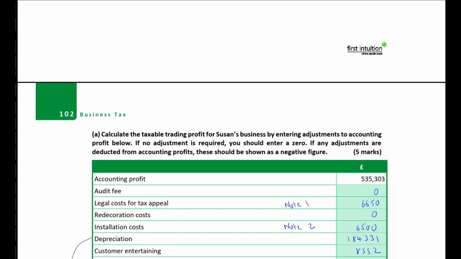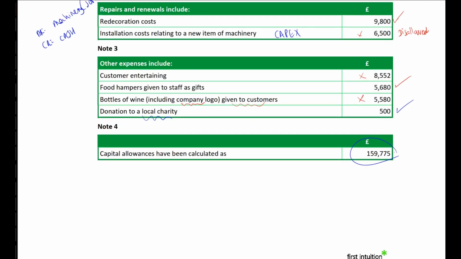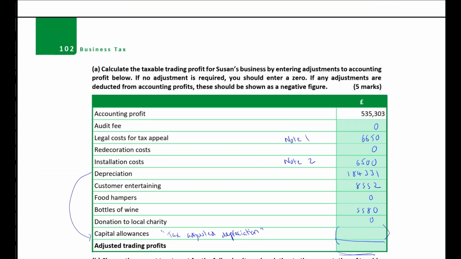And then I've got capital allowances. They're the tax version of depreciation. So depreciation is added back and I get these instead.